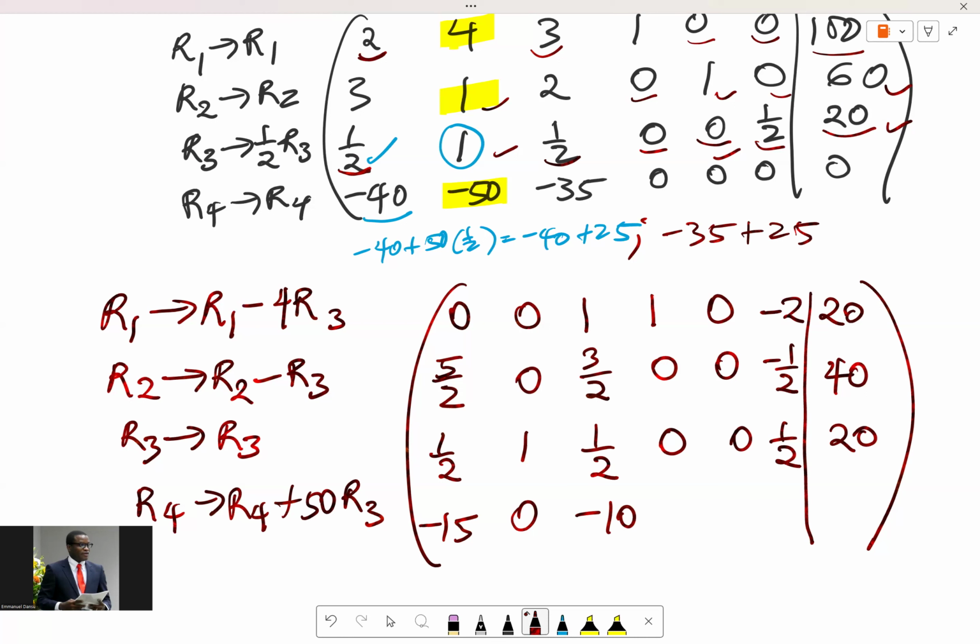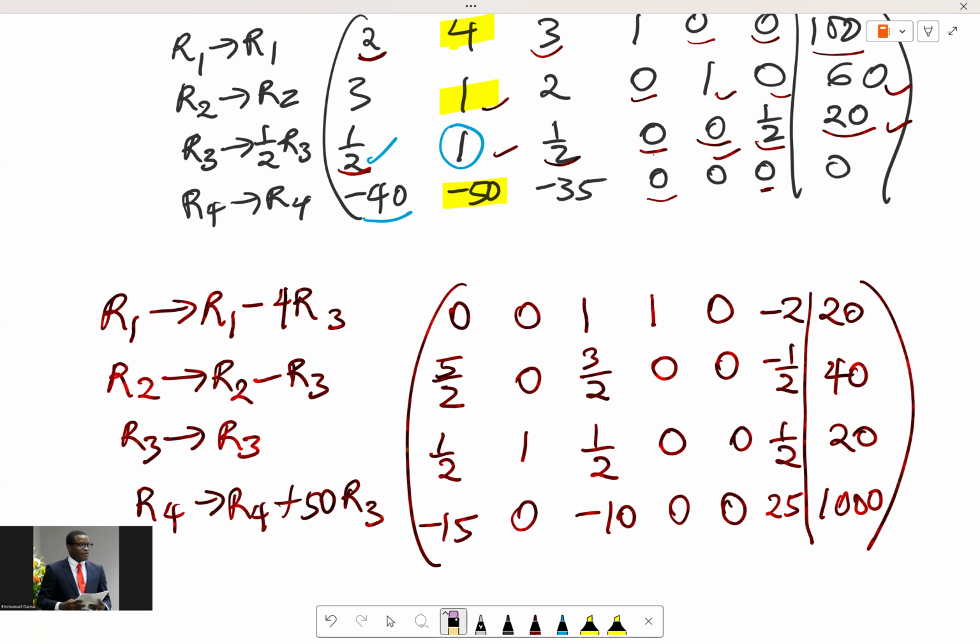So next, you have R4 plus 50 times this. So R4 is zero plus 50 times zero. That's all zero. Then same, all zero. Then here, R4 zero plus 50 times half. That would just be 25. Then we come here now, and we have R4, which is zero, plus 50 times 20. So that 50 times 20 is 1,000. So this place will be 1,000. So that's clear. So we finish up that.